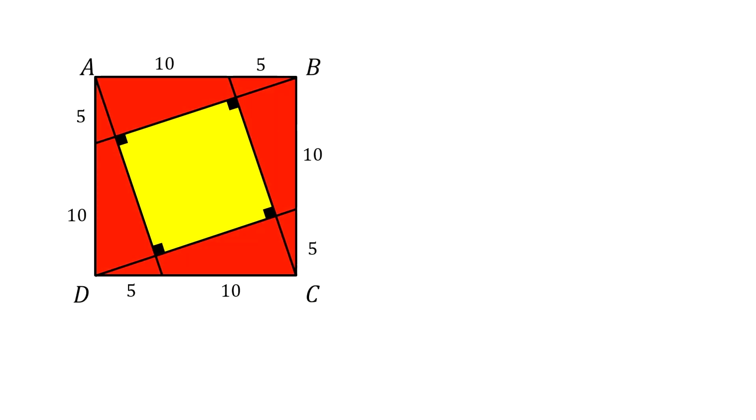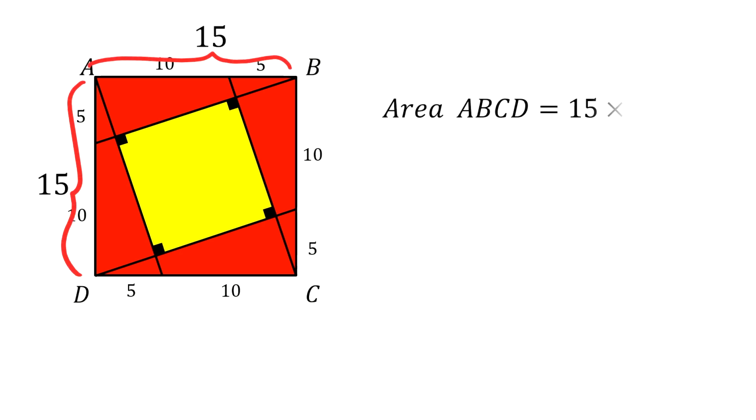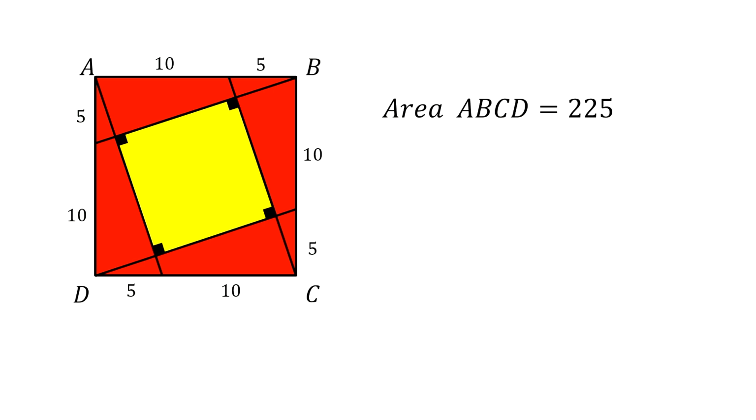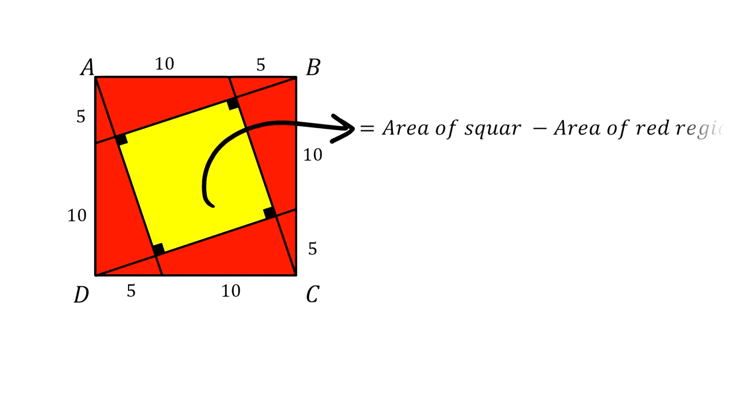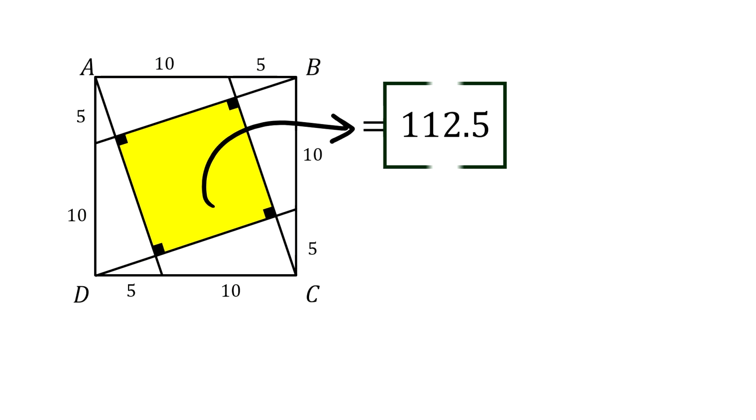Now, we find the area of the larger square. It is enough to calculate the square of one of its sides. We subtract the area of the regions around the smaller square from the area of the larger square to obtain the area of the smaller square. Finally, the area of the smaller square is 112.5.